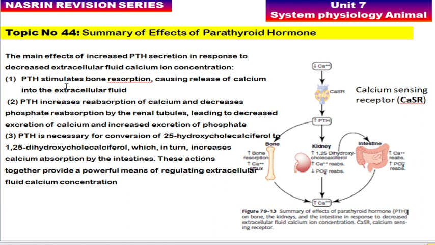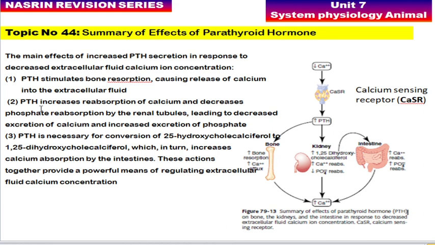First, this parathyroid hormone will be stimulating bone resorption, as well as increasing the release of calcium into extracellular fluid. So if the calcium ion starts to decrease, then the signal will be sensed by the calcium sensing receptor, CaSR. Then it will be increasing the amount of PTH. First it will be acting on bone to increase the bone resorption and calcium efflux. Next it will be acting on kidney.